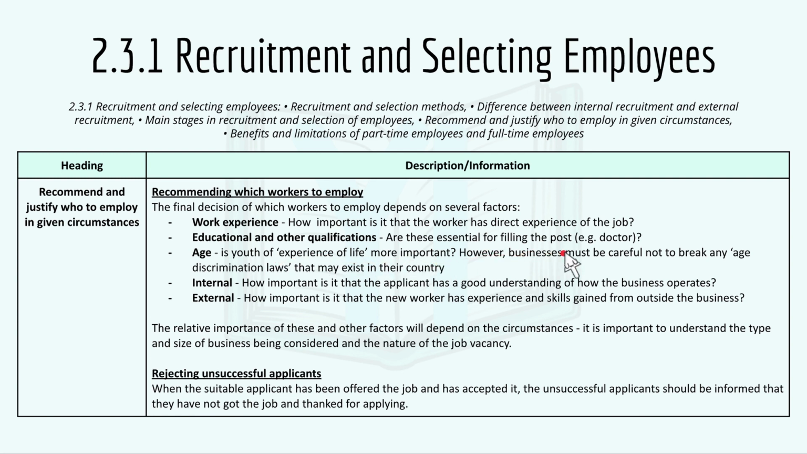However, businesses must be careful not to break any age discrimination law that may exist in their country. Internal: how important it is that the applicant has a good understanding of the business and how it operates. And external: how important it is that the new worker has experience and skills gained from outside the business. The relative importance of these and other factors will depend on the circumstances, and it is important to understand the type and size of the business being considered and the nature of the job vacancy. And rejecting unsuccessful applicants: when the successful applicant has been offered the job and has accepted it, the unsuccessful applicants should be informed that they have not got the job and thanked for applying.